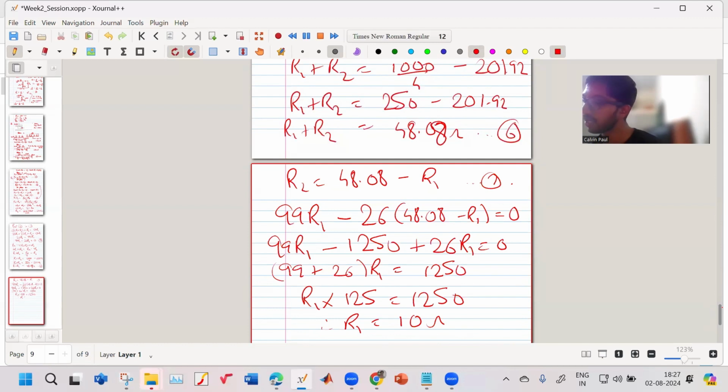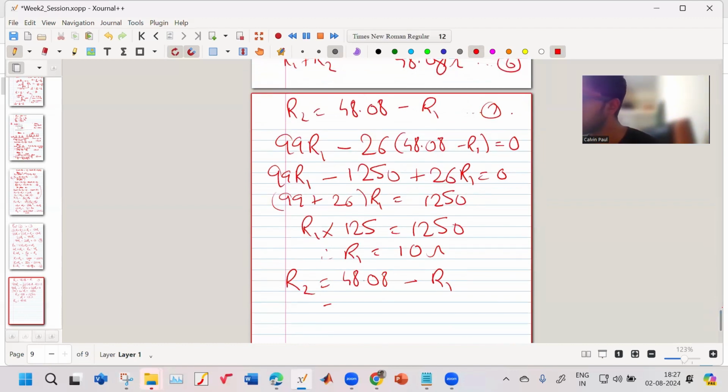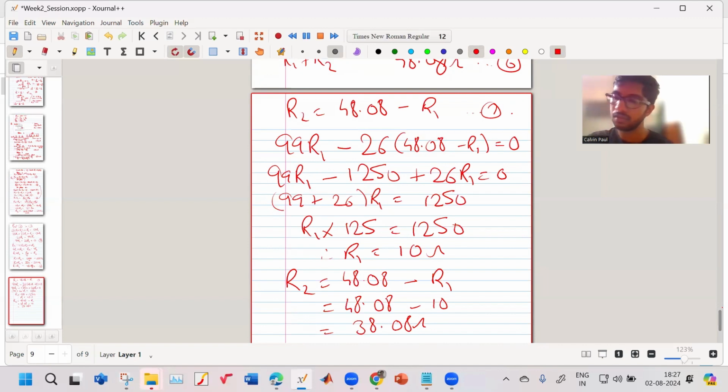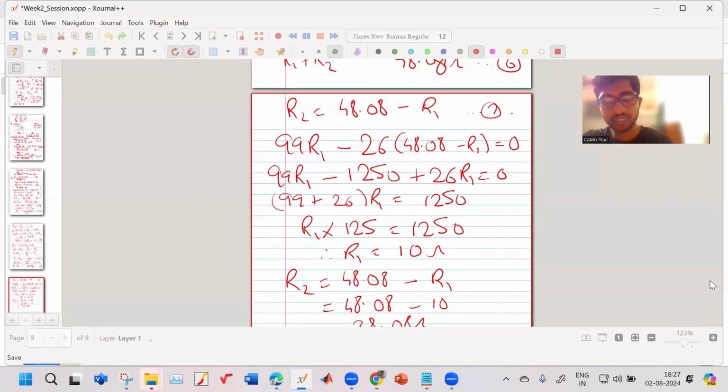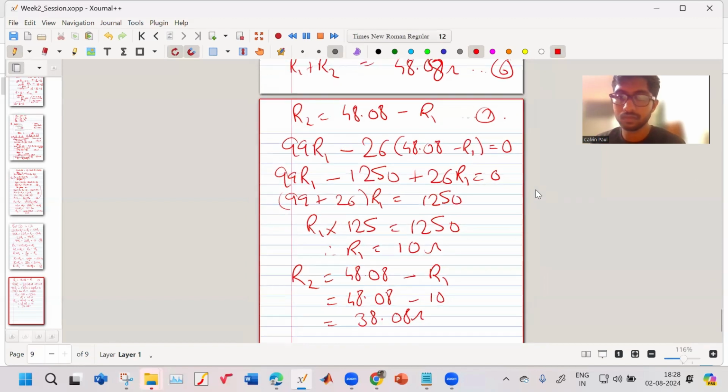So if I found out my R1 is equal to 10 ohm, then my R2 is equal to 48.08 minus R1. So it is 48.08 minus 10. So that becomes equal to 38.08 ohm. All right. Any questions? No, sir.